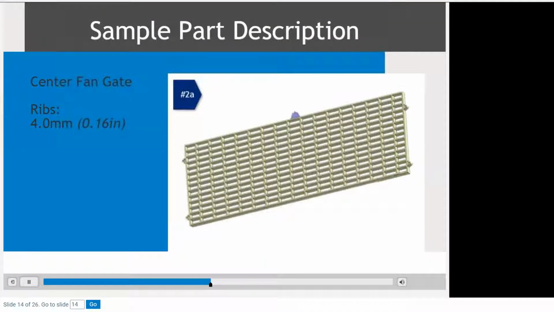Moving on to the second part design evaluation. Here you see a grill-type part that will be used as a safety cover. The goal is to achieve a uniform fill pattern across the part, resulting in more uniform pressure distribution and stronger weld lines. Keeping tooling cost in mind, we will start with a single center fan gate.